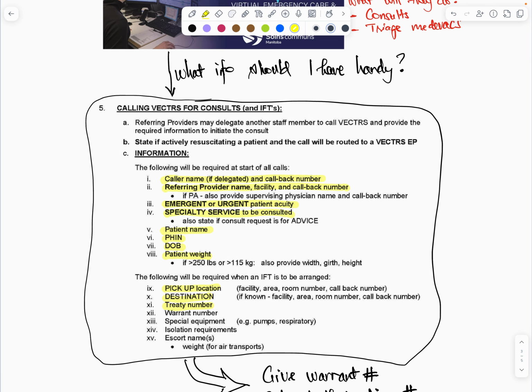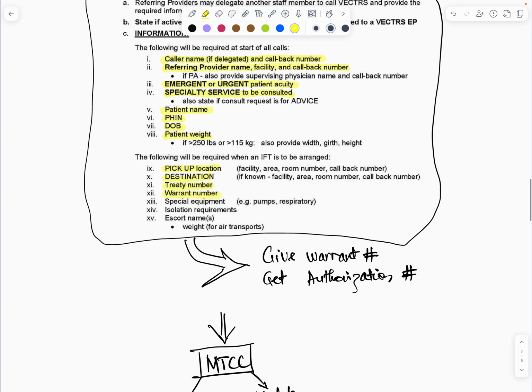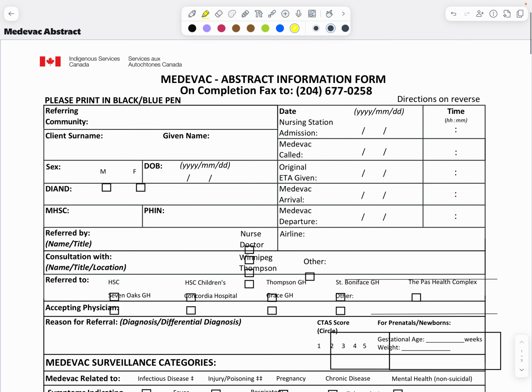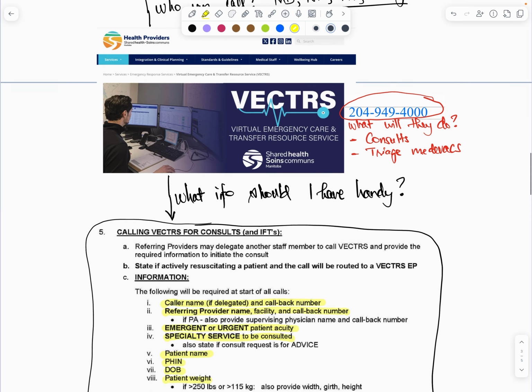They will need the treaty number, the warrant number. This piece of information will be on the travel warrant. The travel warrant is a carbon paper booklet. You're going to find it on the nursing station on the desk. More precisely, it's kept in the Medevac binder. So you're going to have the travel warrant book. You're also going to find in that very same binder brand new Medevac abstracts like this one. I will break it down for you here very shortly how to complete that.